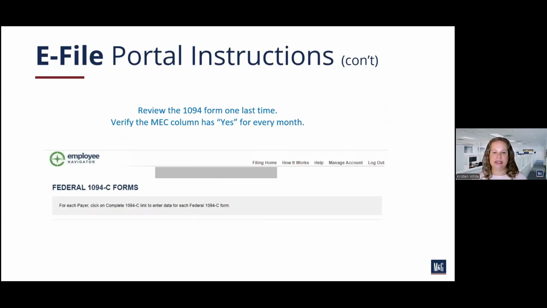That takes us to the 1094 page once again. So a reminder, this is company level information. The data should already be populated with what came from Navigator, but you should review it. It's one last check of that minimum essential coverage column to confirm yes for every month. Once done, click Next to get back to the main 1094 page.